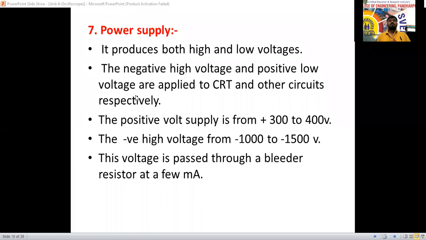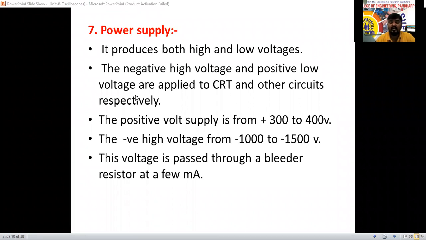ठीक है. The next one is the last one, the power supply. So this power supply is required for the CRO or not? Without power supply, is it going to run? No, that is an electronic instrument. So for all electronic instruments, the power supply is required. Your mobile is an electronic instrument. उसको power supply नहीं है तो चलते क्या? Mobile operate हो जाएगा क्या? No, sir. Any electronic gadget without power supply is not going to operate at all.